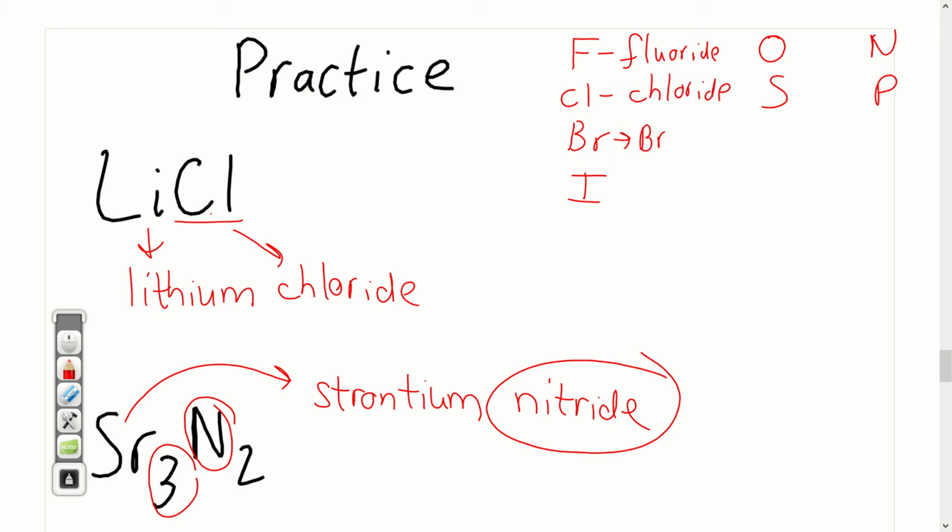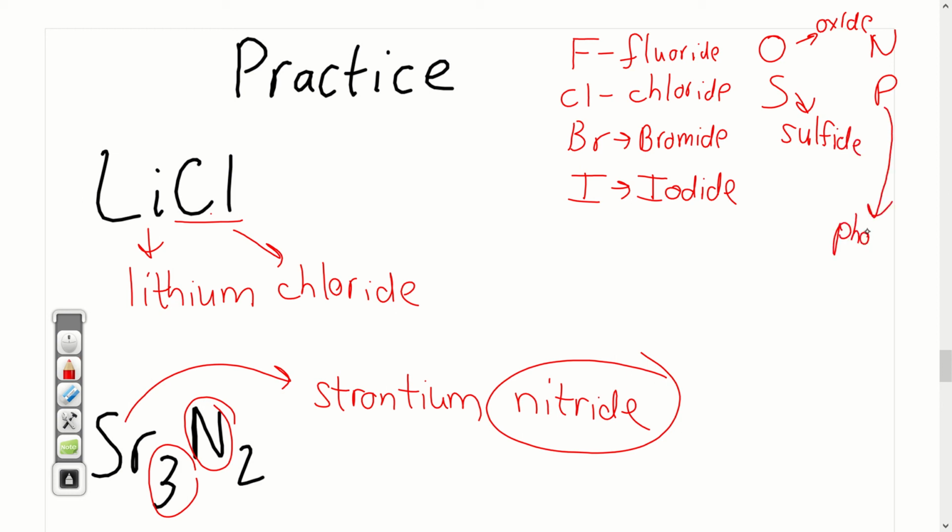Bromine is bromide. And iodine is iodide, not iodinide. Okay, iodide. Oxygen, we already said, is oxide. Sulfur is going to be sulfide, not sulfuride. Sulfide. Phosphorus is going to go down to phosphide. That's another tricky one usually for people, I usually see phosphoride.